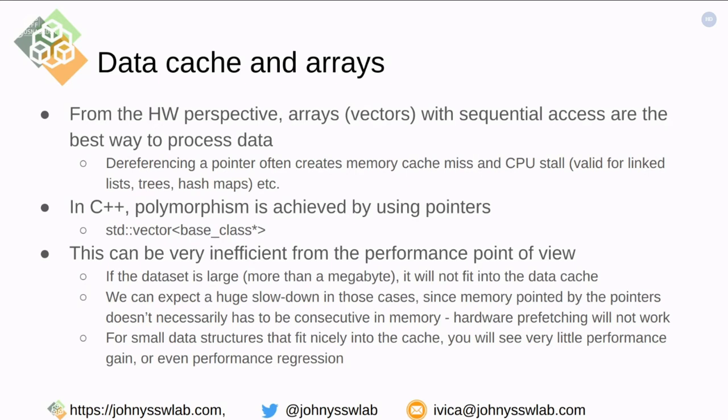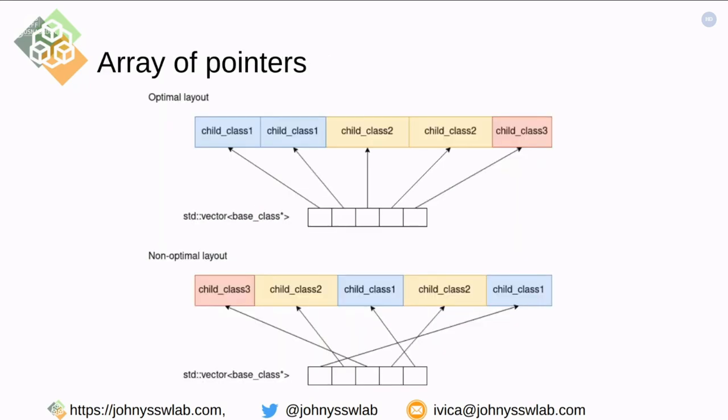Why does that happen? Although the pointers themselves are consecutive in memory, and you're accessing them one by one, the things they point to don't need to be consecutive in memory. If your data structure is small and fits nicely into the data cache, you might not see any performance gain, or you can even see a performance regression if you try to play with this. So here's an example. This is the base class, a vector of base class pointers, and this is the memory that each one is pointing to. You see that consecutive pointers point to consecutive memory locations, and this is an optimal layout.